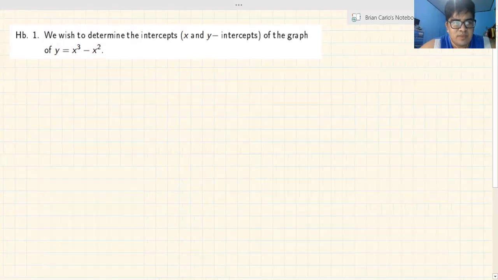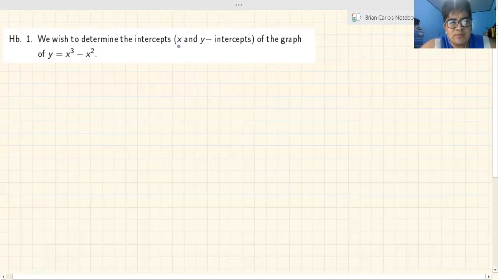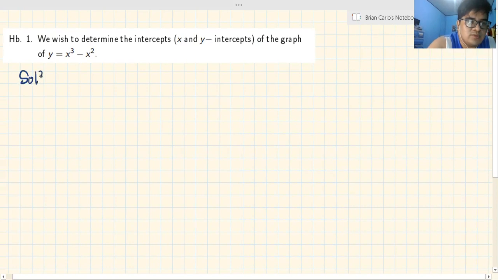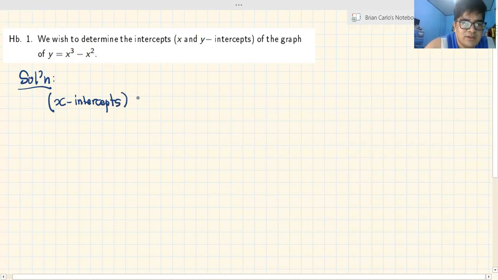So, let's have an example kasi medyo mahirap kapag gusto natin. Ngayon, we wish to determine the intercepts, x and y intercepts of the graph of y is equal to x cubed minus x squared. Ngayon, solution. Paano natin to gagawin? Ngayon, ito yung template. Unahin natin yung x-intercept. X-intercepts.